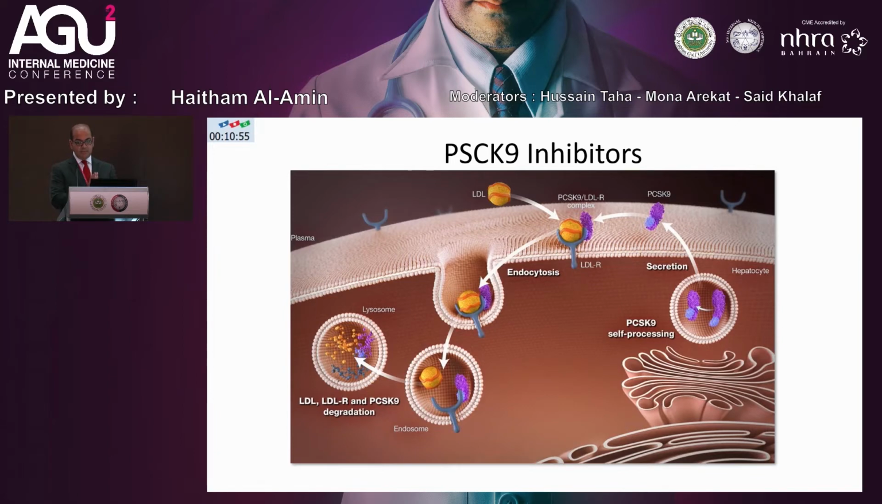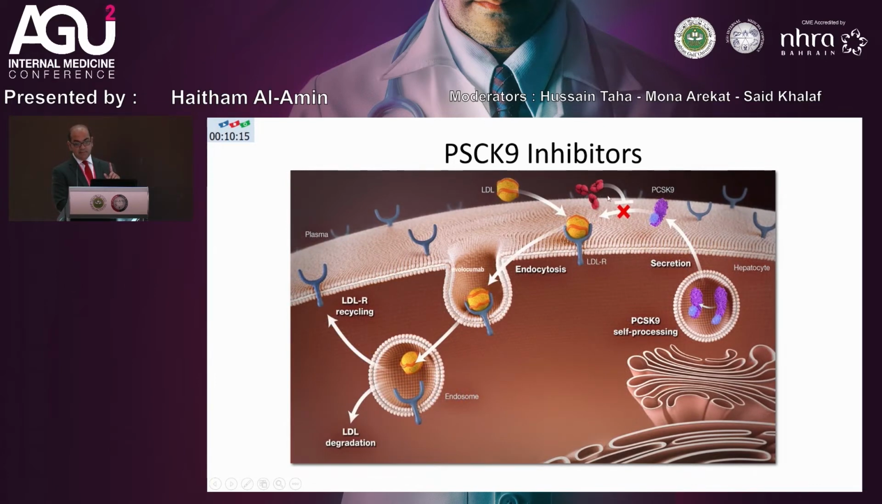So how does PCSK9 work? If you have low intracellular cholesterol, PCSK9 gets released. It combines with the LDL and the LDL receptor to form a complex. Normally, this gets internalized into the hepatocyte, and then it gets broken down by endosomes, and the LDL, of course, gets broken down and metabolized. But the PCSK9 LDL receptor gets disintegrated, and the LDL receptor does not go back to the surface. It gets destroyed. Now, if we block PCSK9, so PCSK9 inhibitors, we block PCSK binding to the LDL protein and the receptor together so that we prevent the PCSK9 binding to this complex.